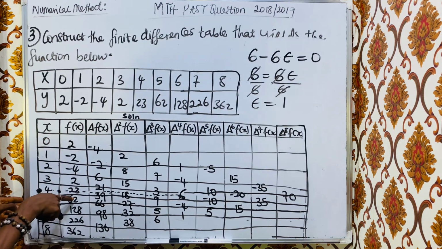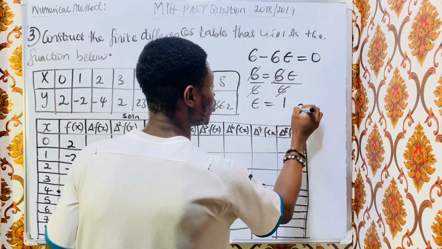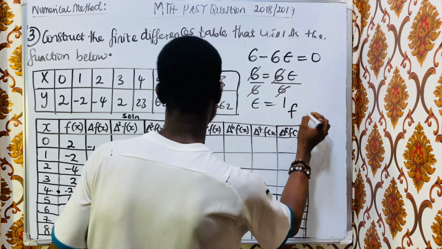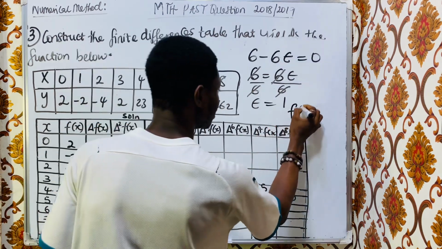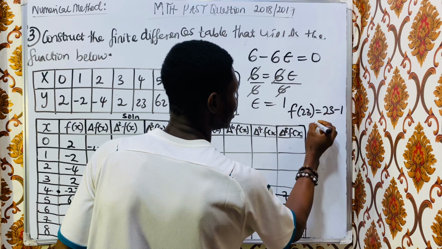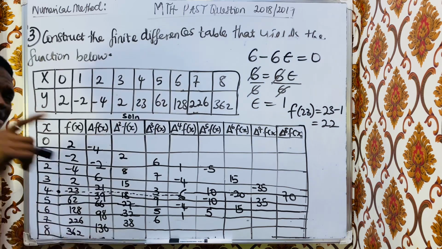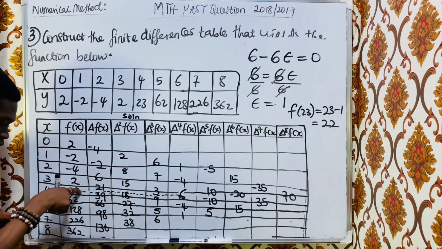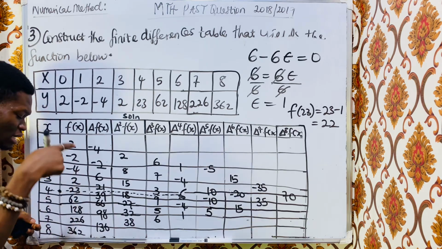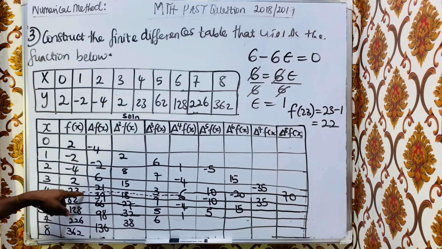We take this place, that our error is 1 unit. Our f of x is what there? 23. So we are going to do what? Subtract 1 from 23. 23 minus 1 will give us what? 22. So the mistake came from this place. This place is supposed to be what? 22 instead of 23.